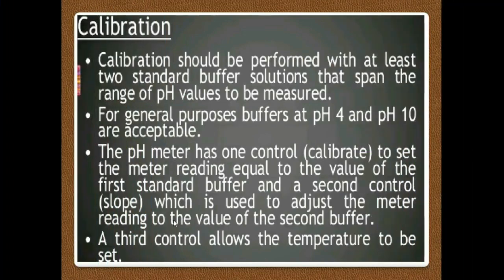Calibration of the pH meter. Calibration should be performed with at least two standard buffer solutions that span the range of pH values to be measured. For general purposes, buffers at pH 4 and pH 10 are both acceptable for this kind of calibration. The pH meter has one control that is used to set the meter reading equal to the value of the first standard buffer, and a second control, the slope control, which is used to adjust the meter reading to the value of the second buffer. The third control allows the temperature to be set.